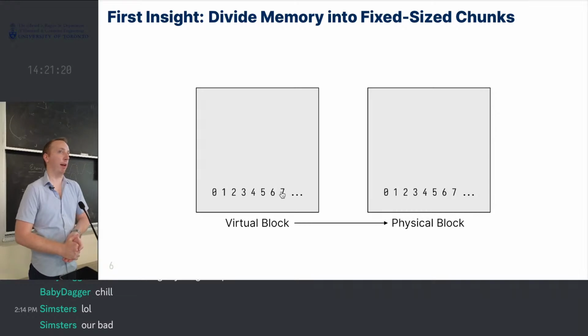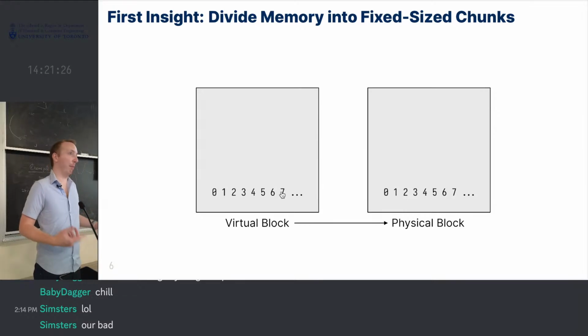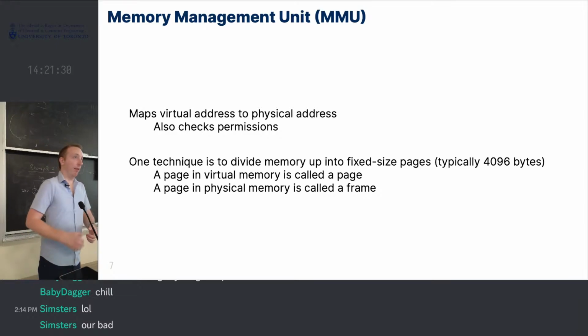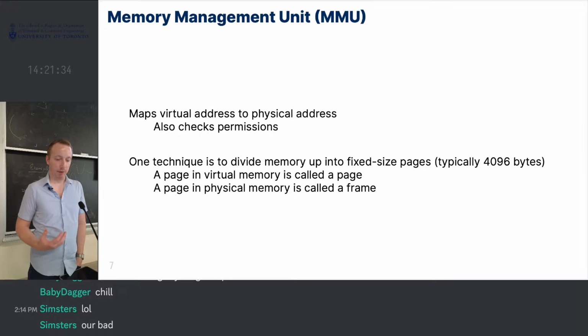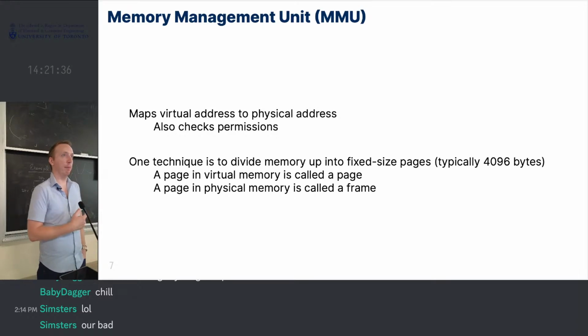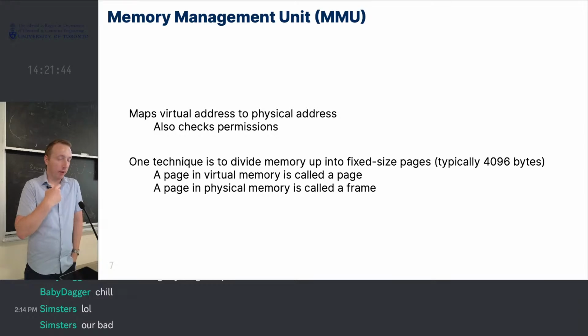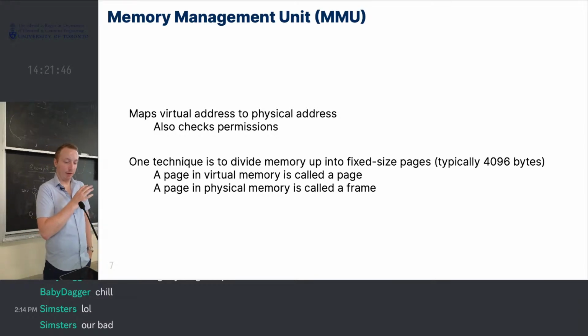So we have a few problems if we do this. We have to decide how big of a block we need to use. That's one of our main constraints here. So, like I said, the memory management unit, or MMU, is the thing that is actually doing the translation and checking for permissions. So this technique is dividing memory into fixed-size blocks.